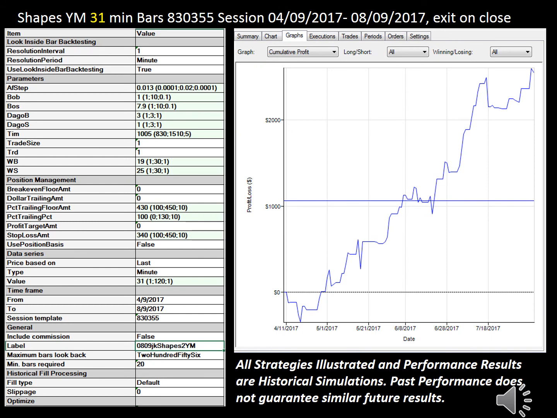And that was the last Ninja. Again, this is the mini Dow 31-minute bar. There's the equity curve for 4 months, and there's the inputs.